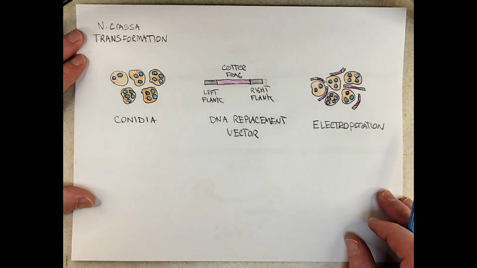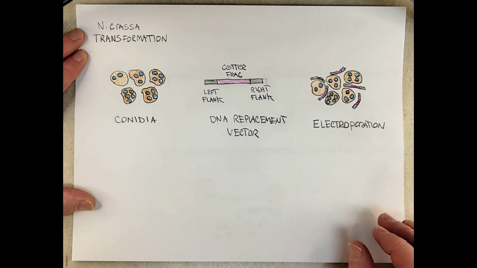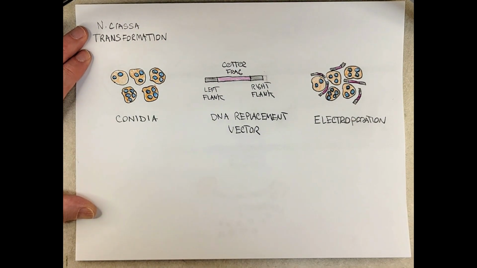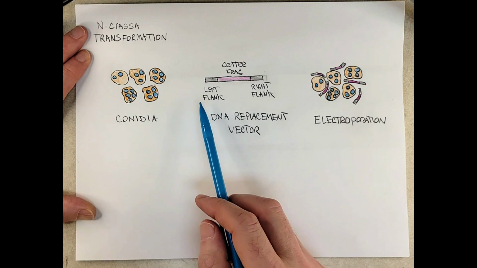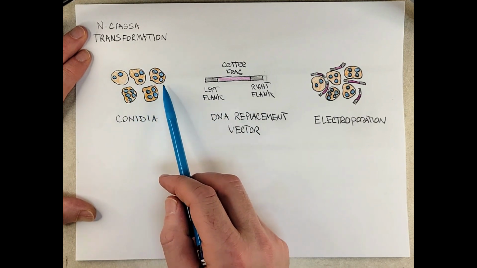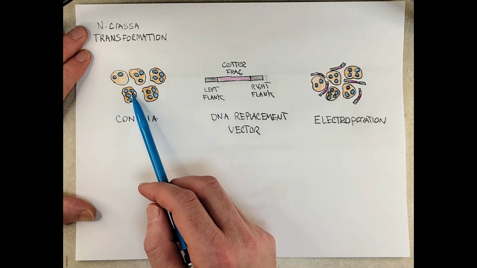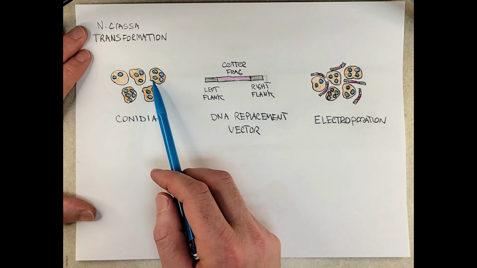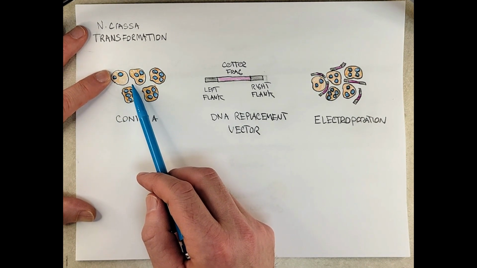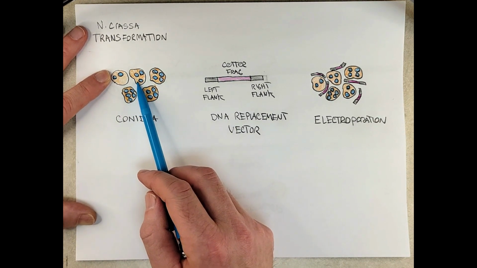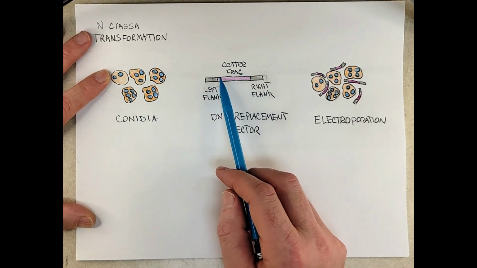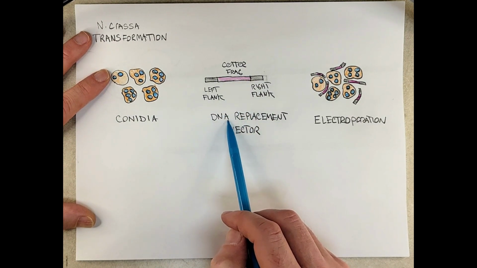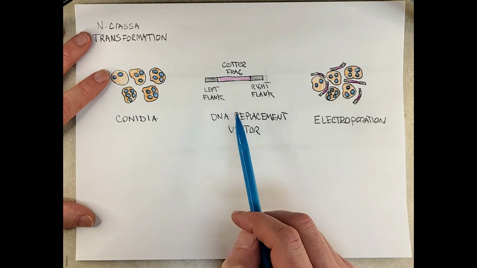Now, once we have our DNA replacement vector constructed, and we have enough of the DNA molecule to do the transformation, we can transform the fungus. So we would isolate the conidia, probably millions and millions of conidia, could be up to 1 billion. And we wash the conidia with a special solution. And, okay, so we have our center fragment here. Well, no, I'm sorry. We have our DNA replacement vector here.